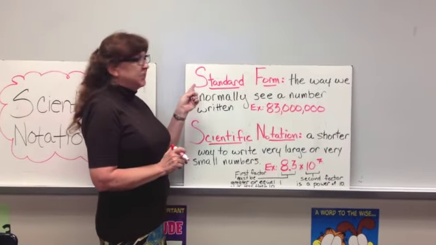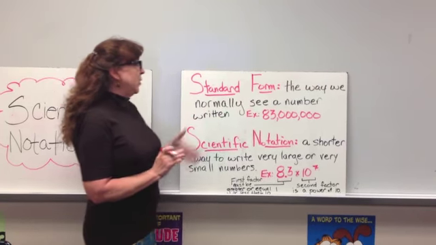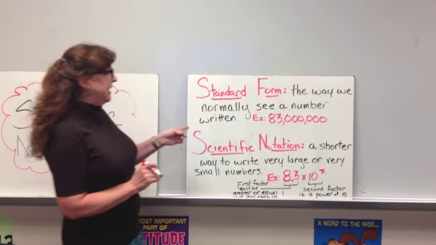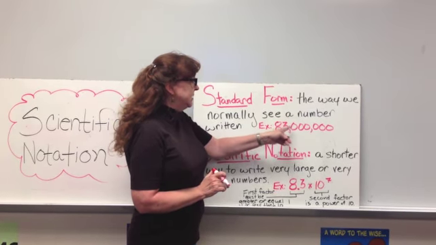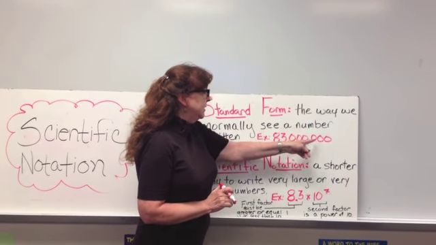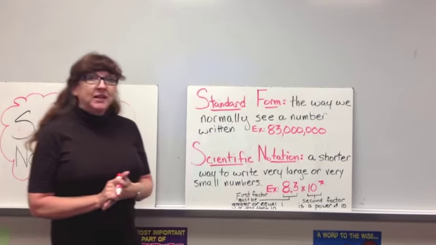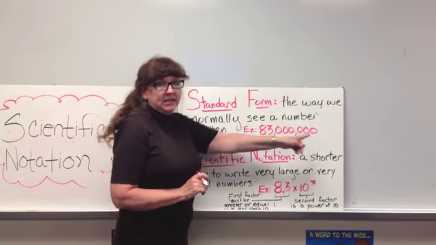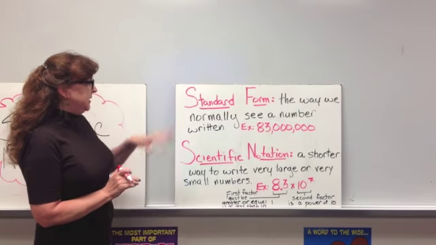The first definition you see is standard form, the way we normally see a number written. Example, you've got 83,000,000. There's those numbers there, that's 83 million, and that's how you see that.